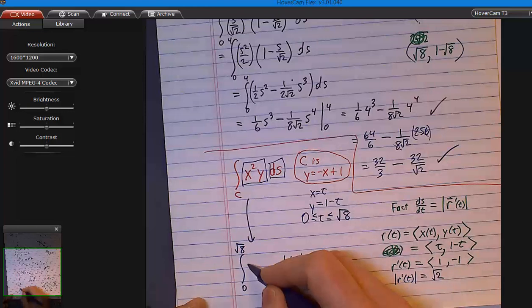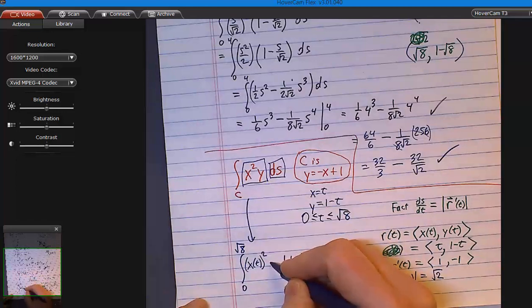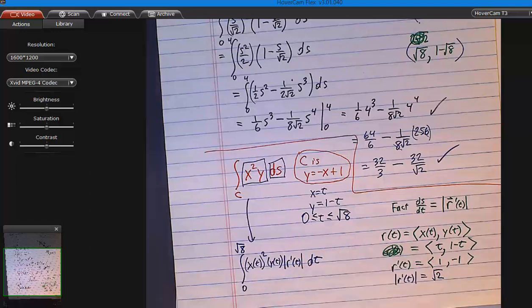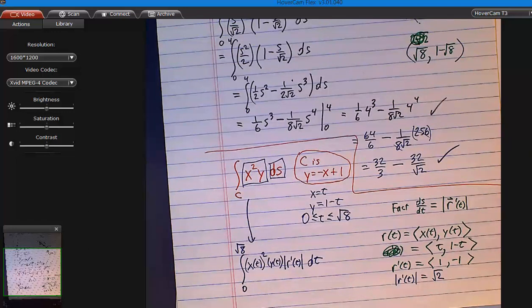So again, what's going to happen here is I'm going to have x of t squared, because that's what x is, parameterized by t. I'm going to have times y of t times the speed r prime of t dt. Okay? It's also sometimes called the arc length element, this little thing you have to multiply by to change to a different parameterization. What's that? Kind of like a Jacobian. Well, yeah, it's a fudge factor like a Jacobian, but it's not a Jacobian.